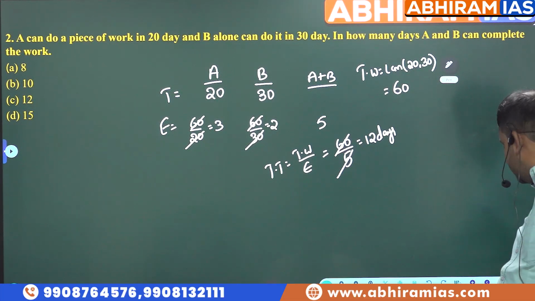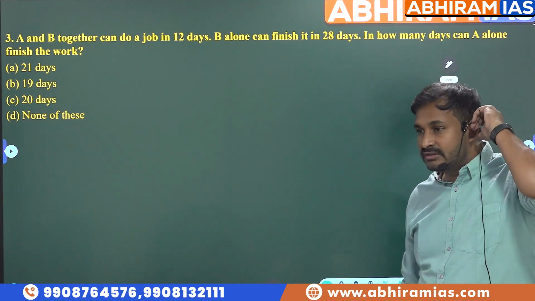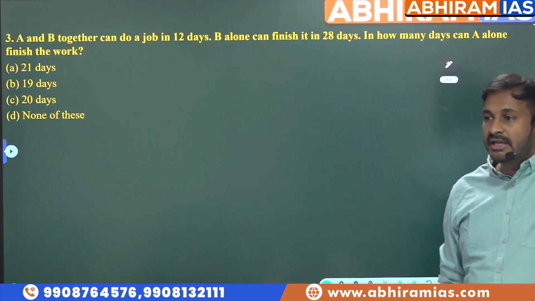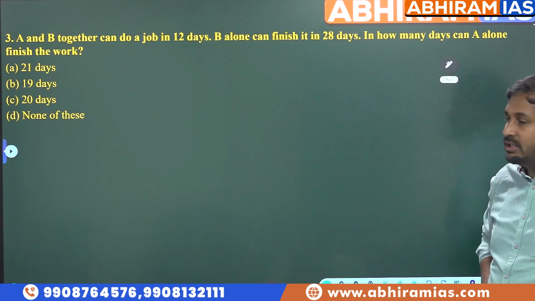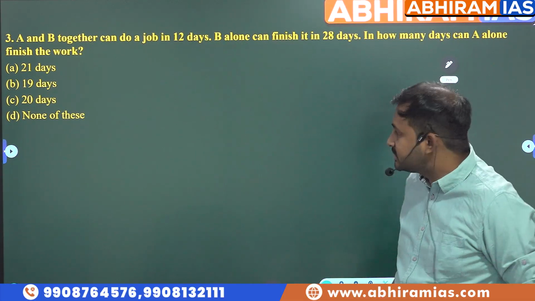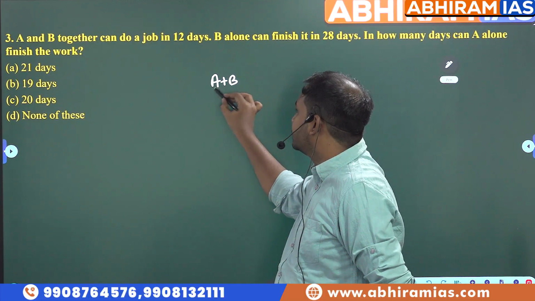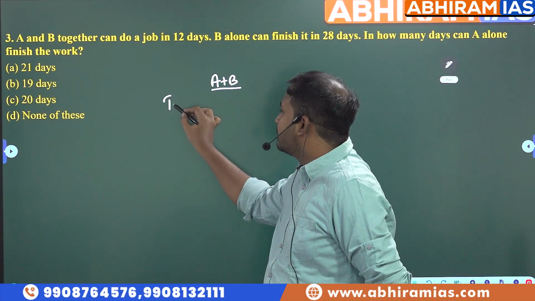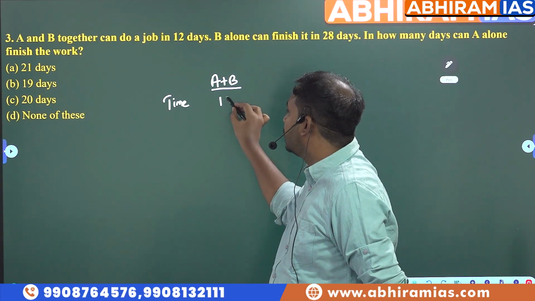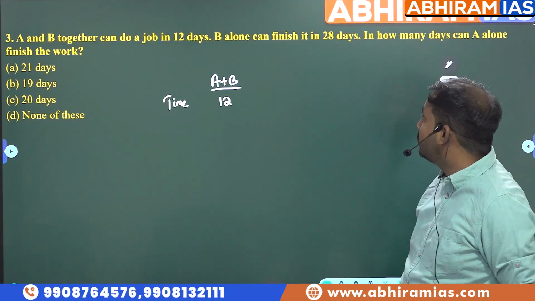Clear? Right? Next one. Now please see this one, students. Third one. A and B together can do a job in 12 days. So now combined time they have given. So time taken by A and B together is 12 days. What is the time taken by B alone to finish the job?